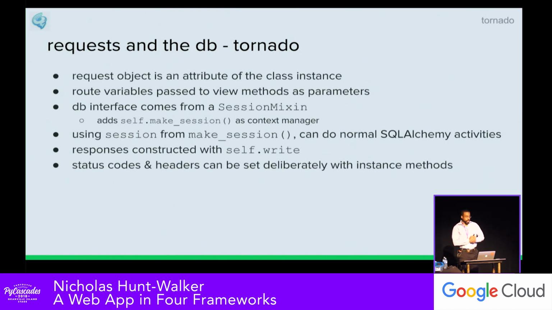With Tornado, the request object becomes an attribute of the class instance. So when the request comes in, it gets added to the class as an instance attribute, and you can use it in whatever method you want to. Any route variables you may have will be in the specific view methods you want to use as parameters. So again, if you're looking to handle GET requests in your GET method, you will have your variable in the parameter list. Your database session, or your database interface rather, was included when you added that session factory on your application object, and inside of the class, you can use it with the session mixin object.